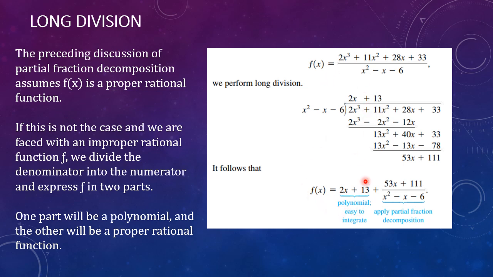So what's on top is kind of the equivalent of a whole number. So we have 2x plus 13. This is very simple to integrate. And then we have the remainder, 53x plus 111, all divided by x squared minus 6. And here we would do partial fraction decomposition or irreducible quadratic function, etc., of that nature.